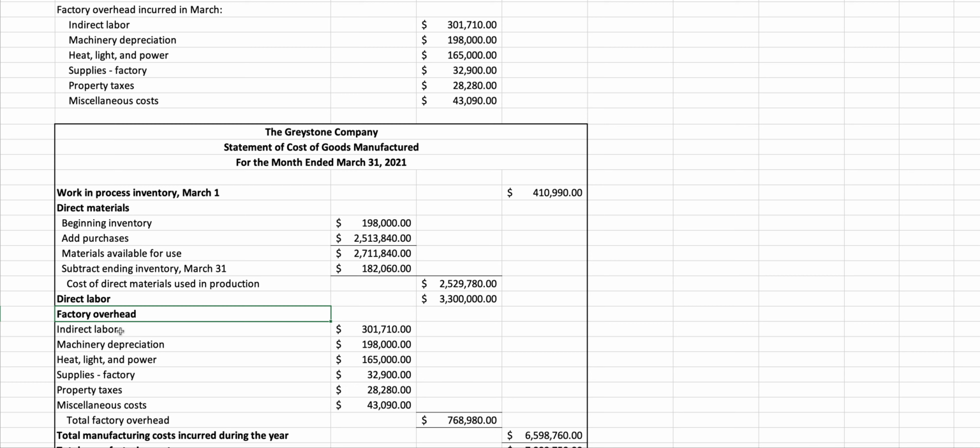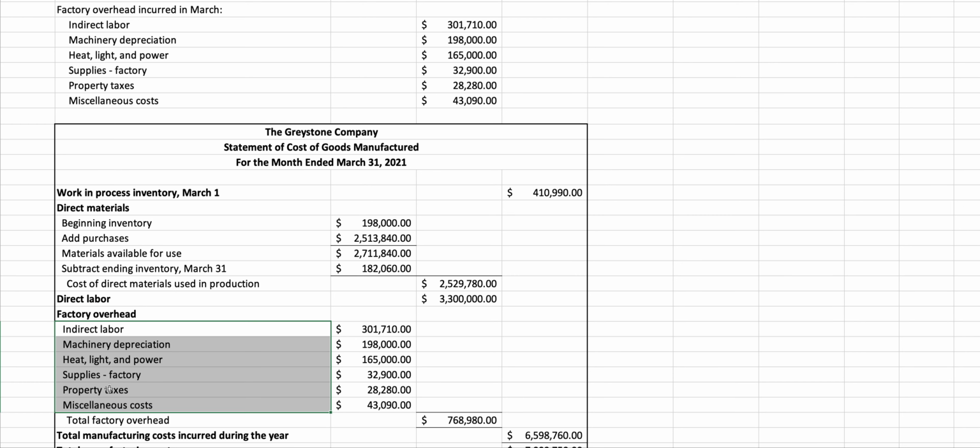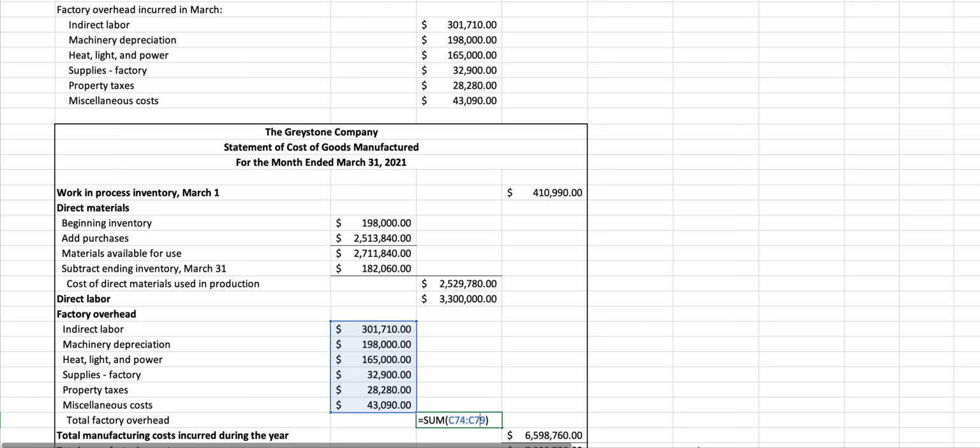And one thing I forgot to do is push this in just a little bit. I have the option in my ribbon to slide this in so that we can see that the factory overhead is composed of these items. My indirect material, machinery depreciation, heat, light, power, supplies, property taxes, and miscellaneous costs are all captured down here. And you can see that we just have to sum that up as our total factory overhead. So for the month of March, this is the total amount that we paid for our factory overhead.